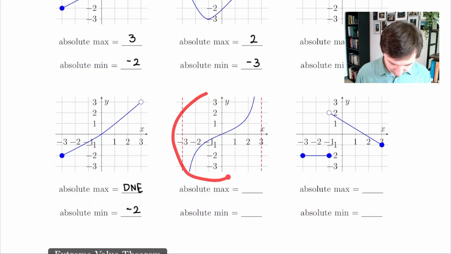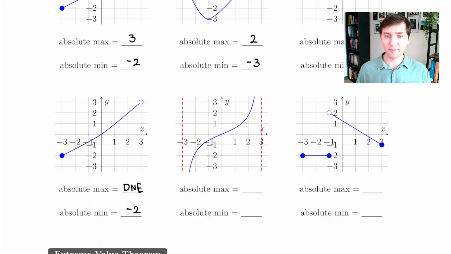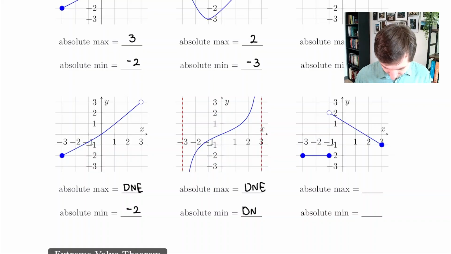In the middle example, it appears that the absolute maximum should be infinity. This function keeps growing larger and larger. However, infinity is not a number. An absolute maximum must be a number. In this case, we say that the absolute maximum does not exist. Similarly, absolute minimum does not exist.